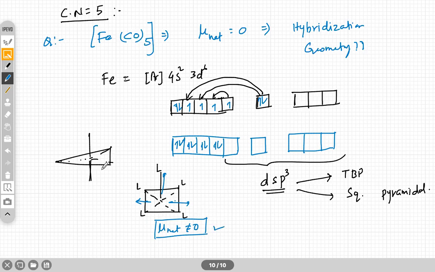But if it is trigonal bipyramidal, this dipole moment will get canceled by this dipole moment, and this dipole moment will get canceled by this dipole moment, right? So mu net is zero for TBP, trigonal bipyramidal. Since in the question it is given mu net is equal to zero, hence the geometry for this particular complex is trigonal bipyramidal, it is not square pyramidal.